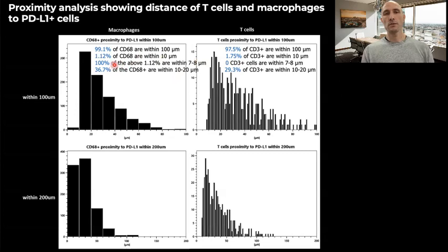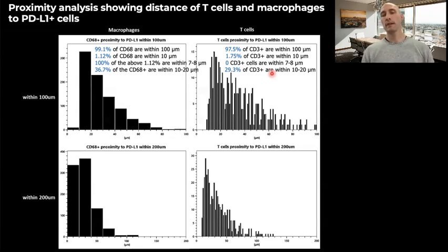But this is very interesting. I want you to focus on these results. So 100%, meaning all of the 1.12% of CD68 cells are within 7 to 8 microns from the tumor. So we are not talking about 10 microns. We have narrowed the result within 7 to 8 microns. All the cells are packed here. But you have 0% of CD3 positive cells within 7 to 8 microns, meaning the closest T cells to the tumor are 9 microns far.